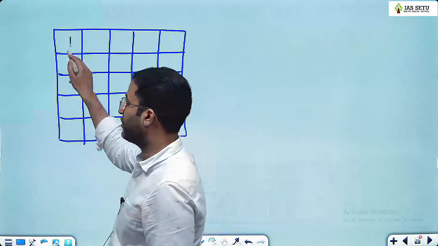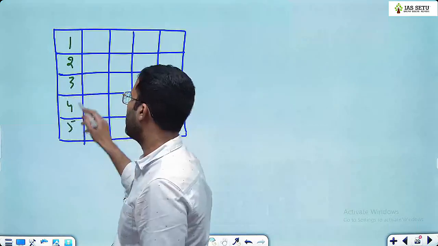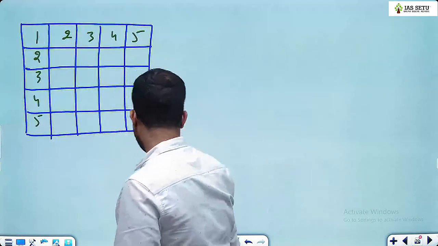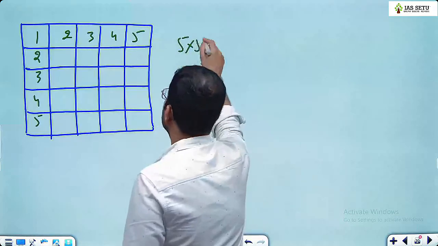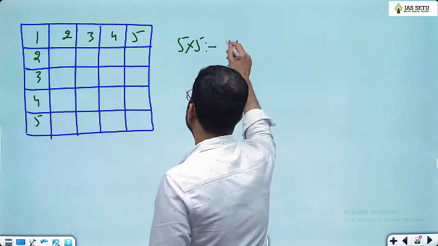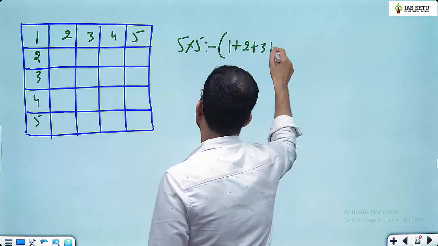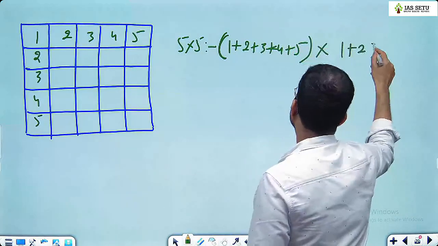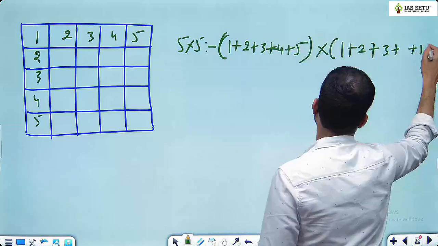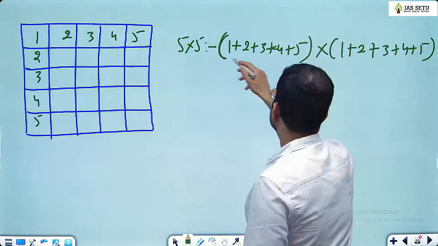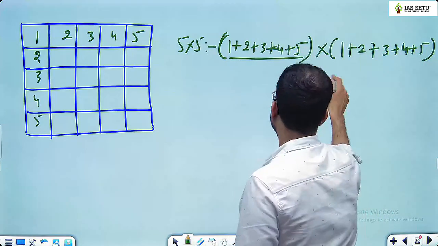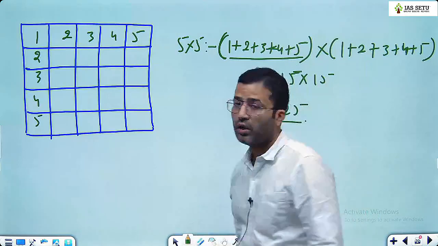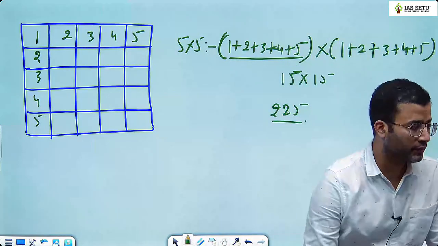Now this given figure is 1, 2, 3, 4, 5. 1, 2, 3, 4, 5. This is a 5 by 5 figure. Bracket start 1 plus 2 plus 3 plus 4 plus 5. Second bracket start 1 plus 2 plus 3 plus 4 plus 5. So this is 15 into 15. We get 225. All of you got answer 225.